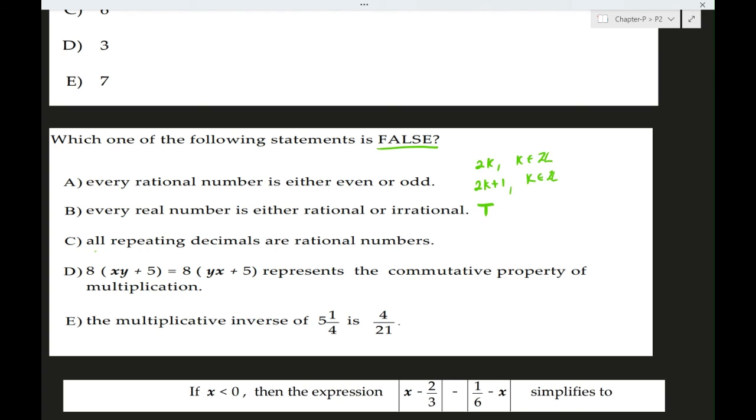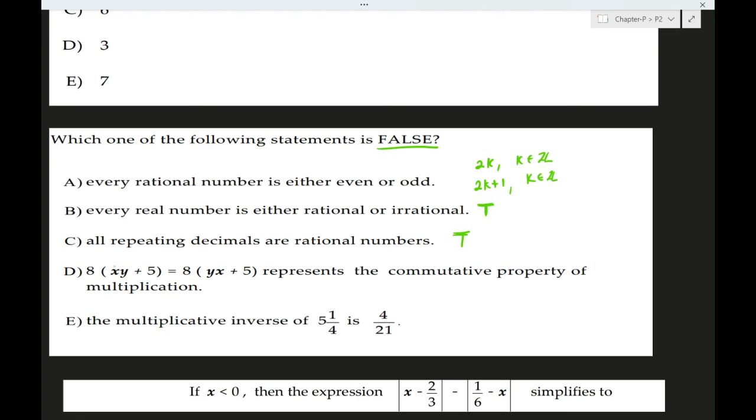Now this one, C: all repeating decimals are what? Rational numbers. Repeating decimals means there is a pattern, right? For example, 5.3 bar. All these are rational numbers.